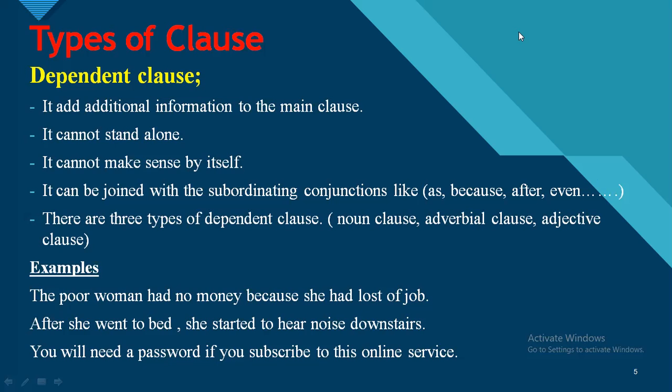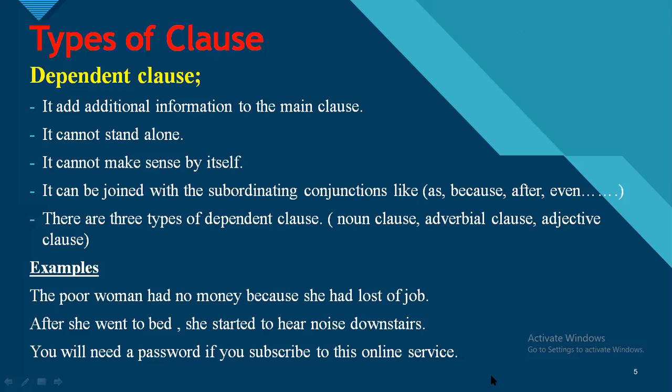I have mentioned here some examples of dependent clauses also. The first one is: the poor woman had no money because she had lost her job. Here is the subordinating conjunction, because, and the main clause is: the poor woman had no money.